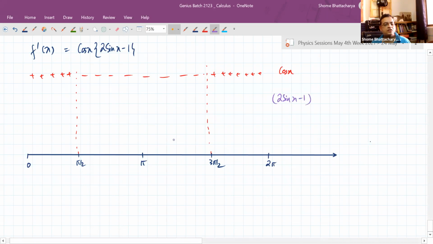2 sin x minus 1. Now this had that critical nature that it was positive in a sub-interval of the first quadrant from pi by 6 to pi by 2, and then again from pi by 2 to 5 pi by 6. So this was negative before this, positive in this part, and then again negative in this part.